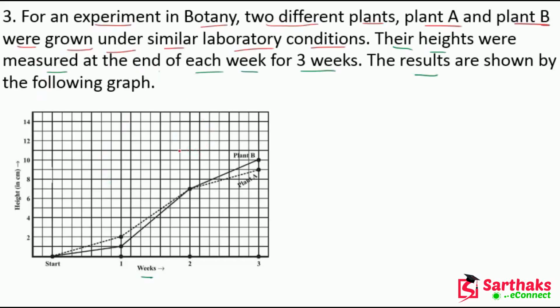Here if you observe this, we have a double line graph. You can see that we have a line for plant A and we have another line for plant B. So we have a comparison between plant A and plant B. Now this line represents plant B and this dotted line represents plant A.